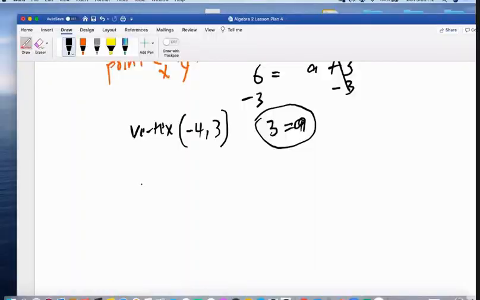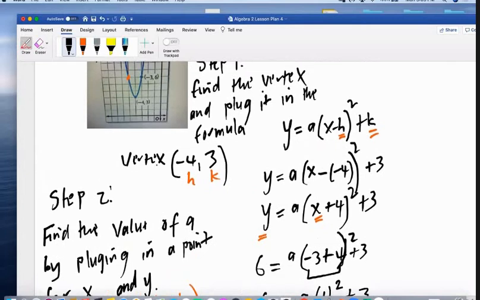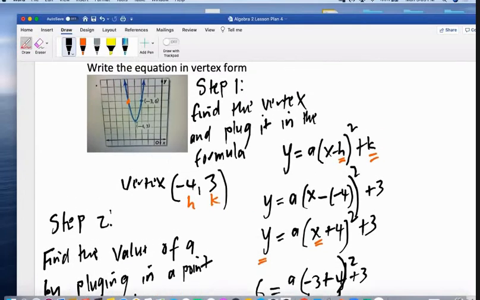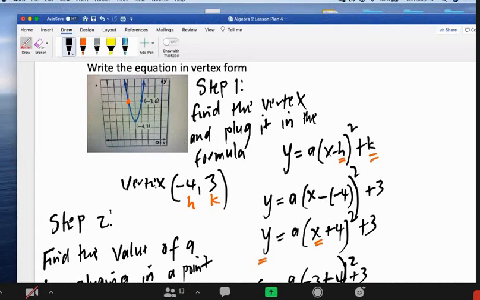So once we've done that, now we can go ahead and write the equation out. Let me write down the formula first: y equals a times (x minus h) squared plus k. So, I was asked, where did you get -4 from the vertex? Oh, that was the vertex. You remember the vertex right here? Kind of wiggly, rounded. This is the vertex, and it's down here.